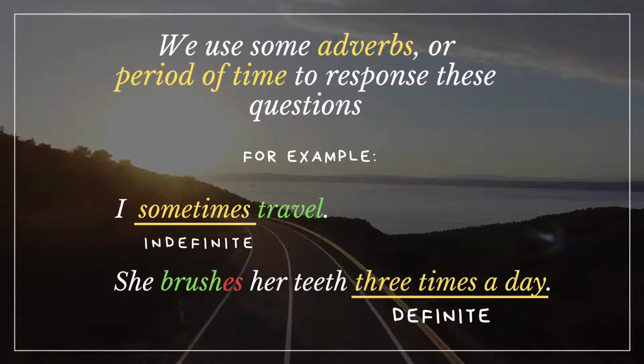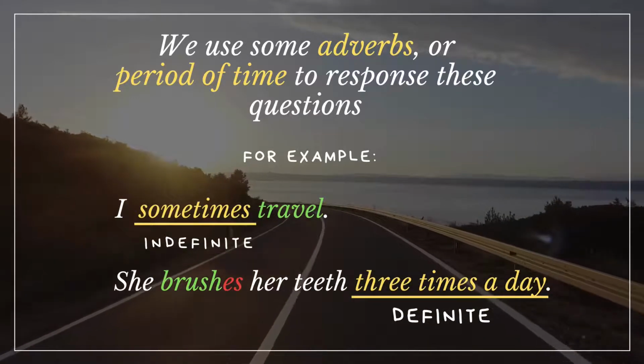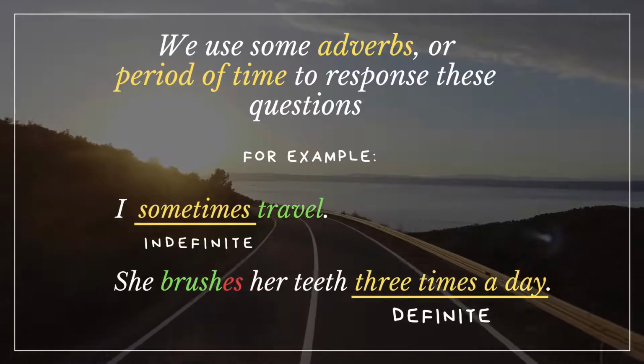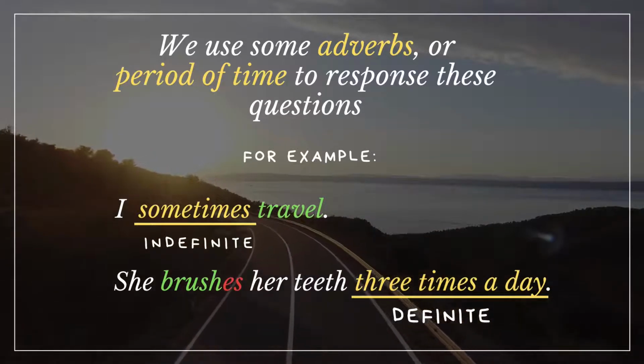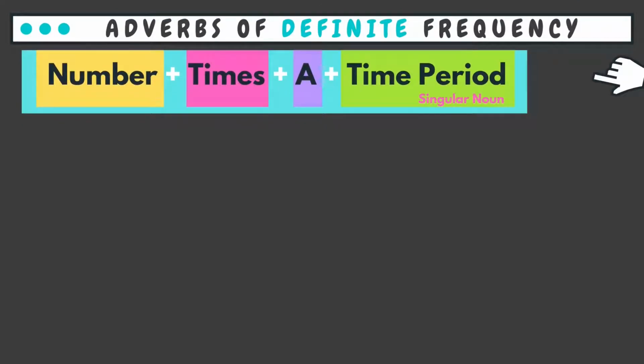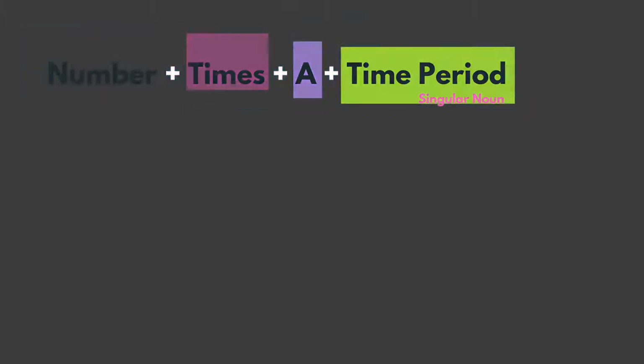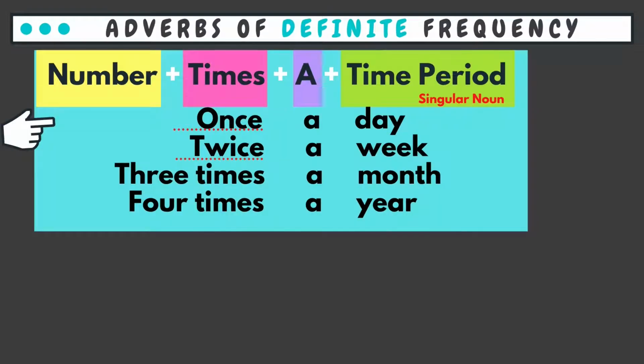When someone asks you a question with how often, you normally respond with an adverb of definite frequency. And how can we express it? We use the following structure: number plus times plus a plus a time period. Once a day, twice a week, 3 times a month, 4 times a year.